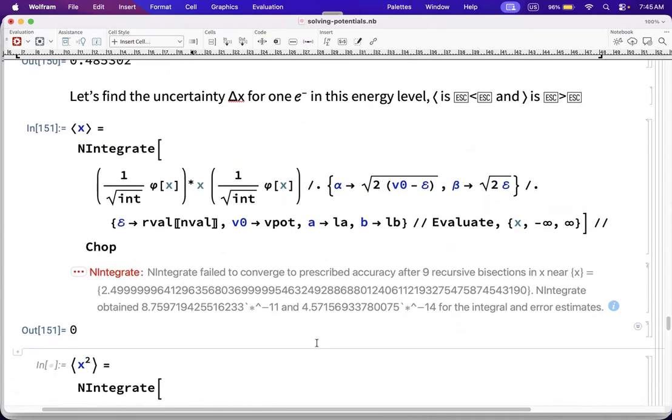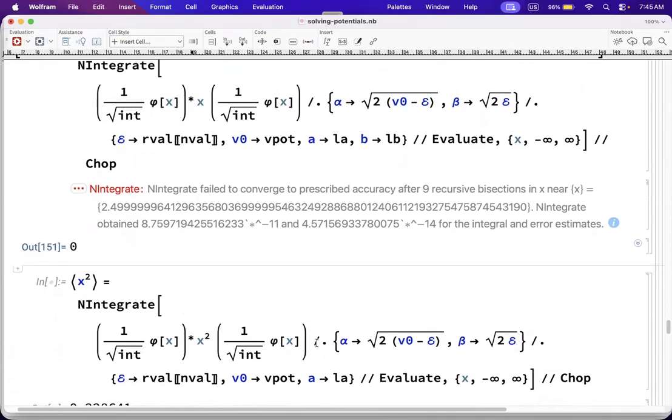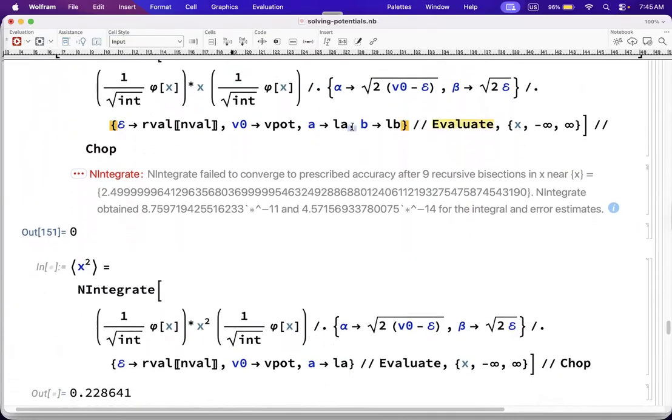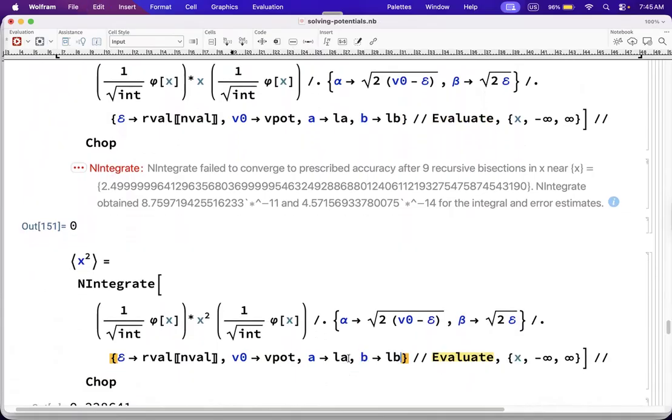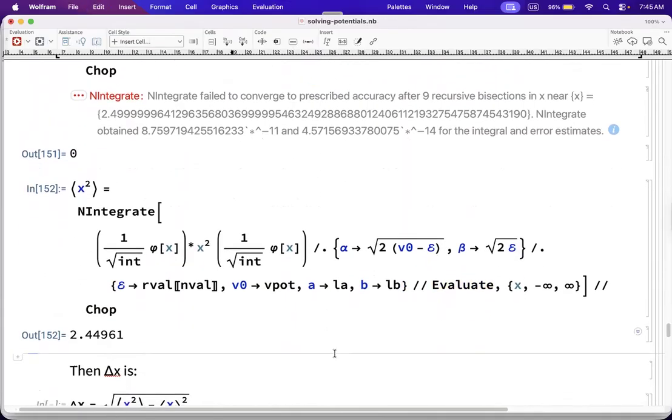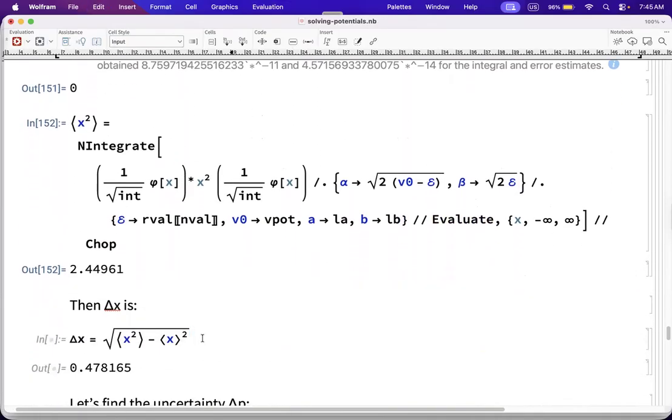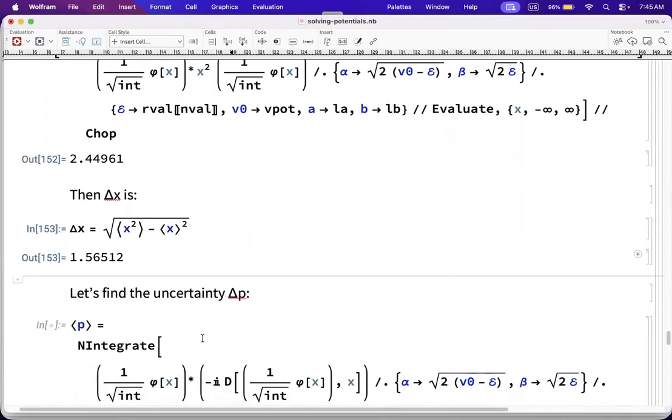But for this case, the X, let's go for the X squared, please. The only thing you have to add is this. Don't forget this, you have to add this, and after this, X squared is this. Then the uncertainty on the position is this.